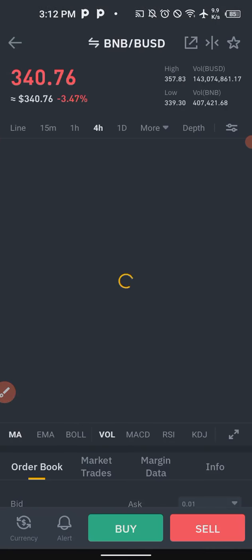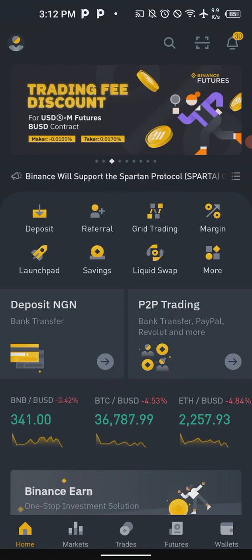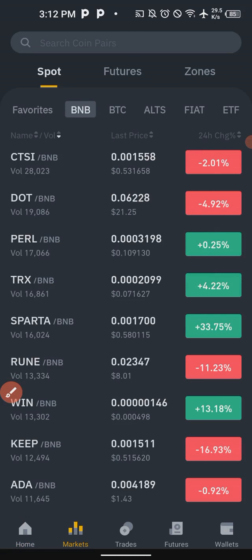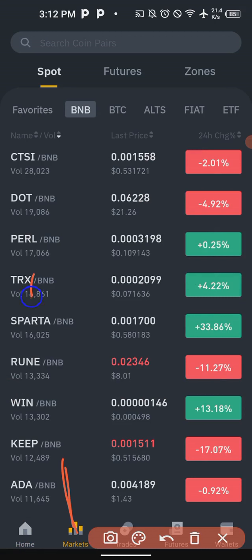Now, if you want to trade on Binance, first of all, you need to come to markets here. Once you click on markets, you need to search the coin you want to trade. But one thing you need to know is if you observe, all these coins are in pairs, meaning it's trading versus another thing. You can see a slash, for example, this is DOT versus BNB, CTSI versus BNB, meaning a coin is trading against another pair.